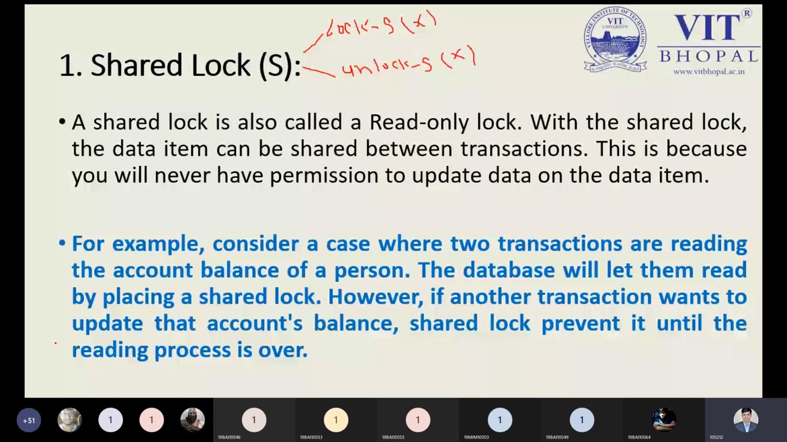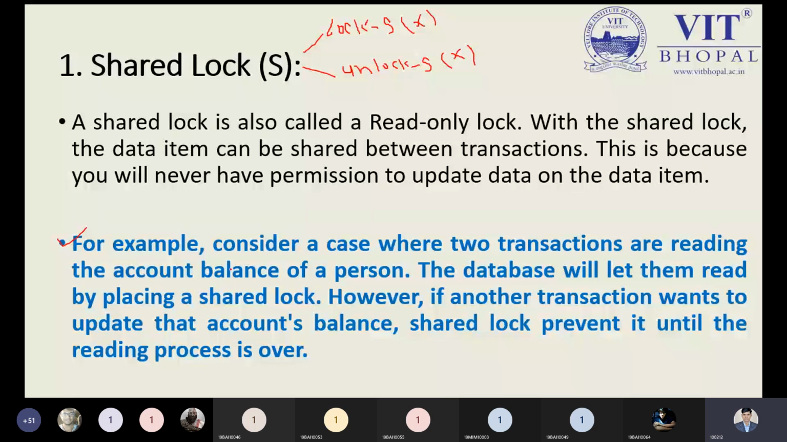Let us understand the example here. Consider the case where two transactions are reading the account balance of a person. This is a very interesting example, so I've colorized it in blue for understanding purposes. Please keep in mind there are two transactions, T1 and T2.